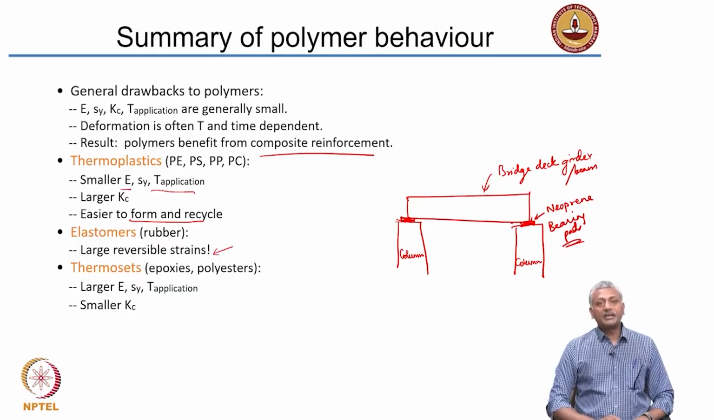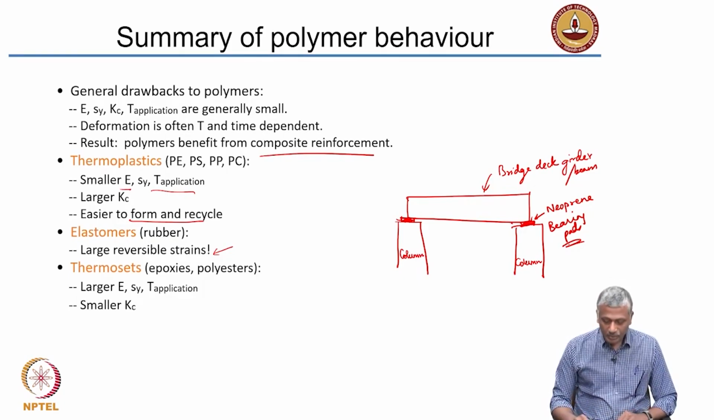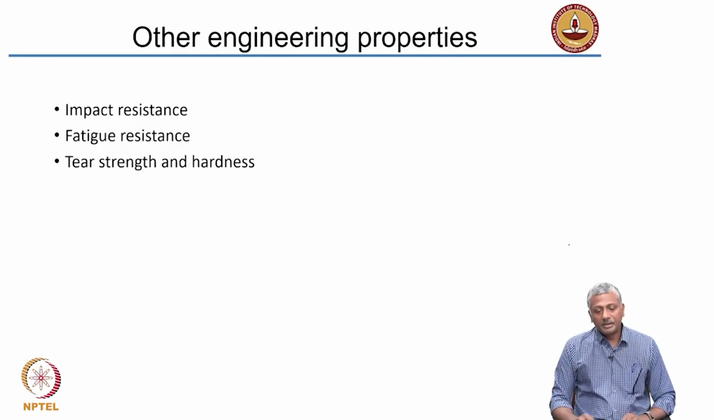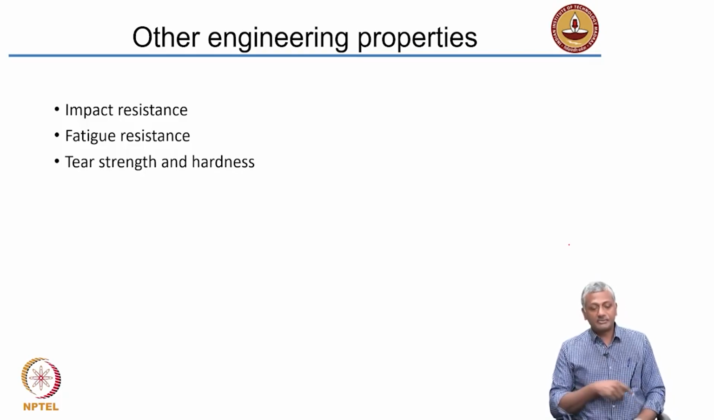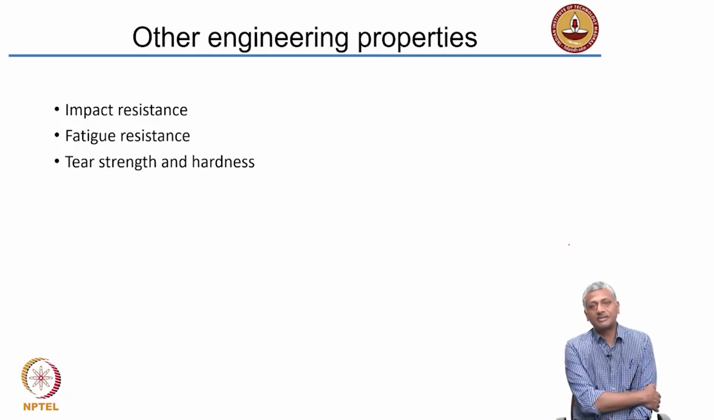Now, thermosetting materials like epoxies and polyesters, which are also applied a lot in civil engineering, have larger modulus of elasticity and a greater range of temperatures over which they can be applied. Okay. So, having looked at polymers and polymer behavior, we can also briefly talk about some other engineering properties like impact resistance, fatigue resistance, tear strength and hardness.